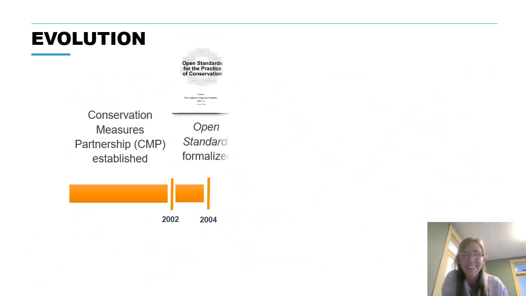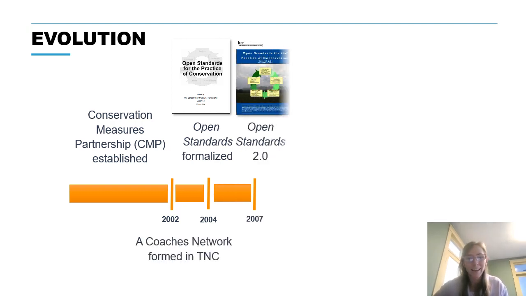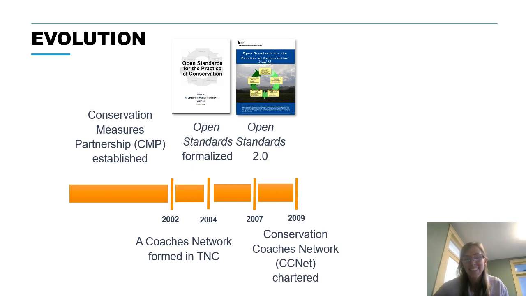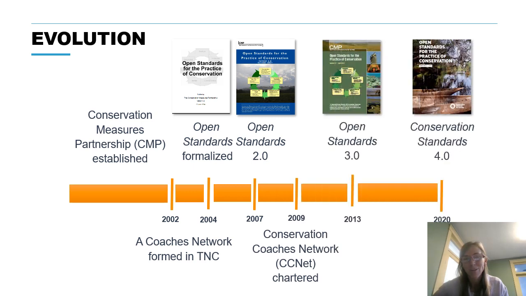So to emphasize that iterative approach in the practice of conservation planning, you can see here sort of the evolution of the conservation standards from just the beginning of thought on this around 1998 until today with Conservation Standards 4.0.